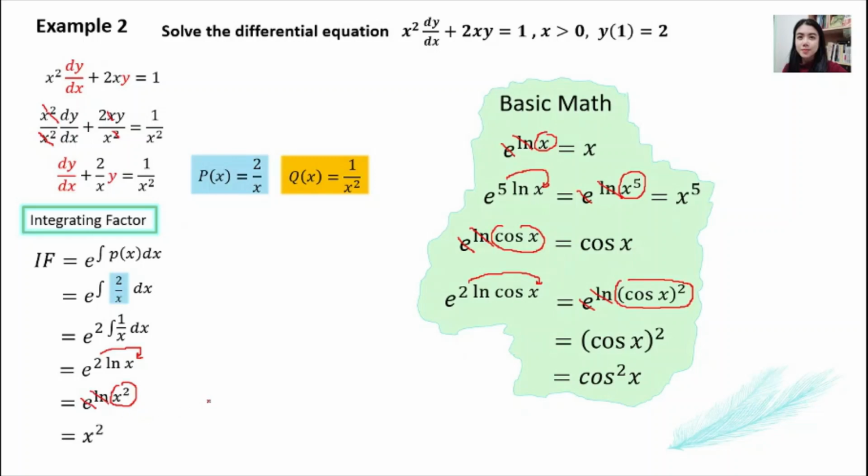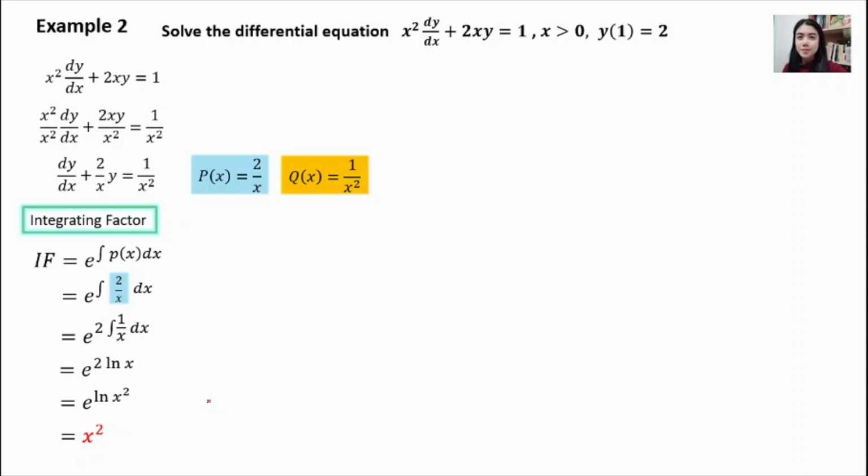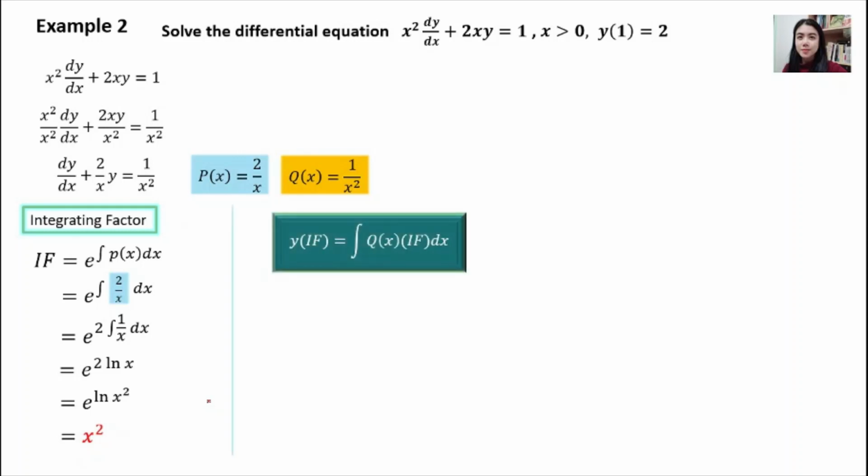Now, once you have identified the integrating factor, the next thing you need to do is solve this differential equation by using the formula. Our formula says that you're supposed to have y multiplied with IF equal to the integral of Q(x) times IF dx. So y multiplied with IF, what is your IF? Your IF is x squared. So then we have y multiplied with x squared.